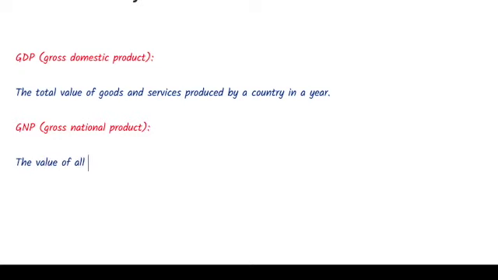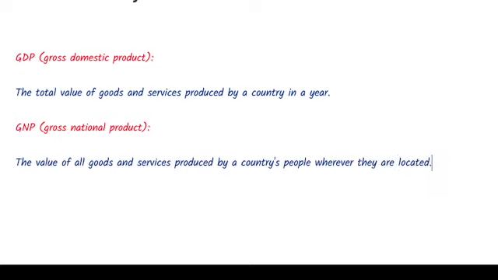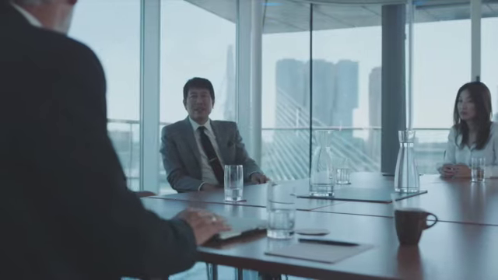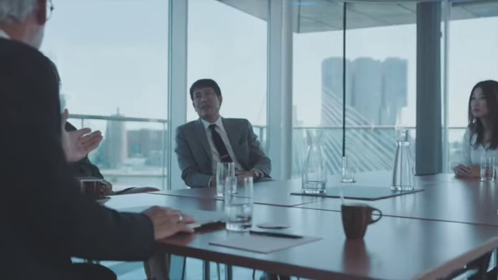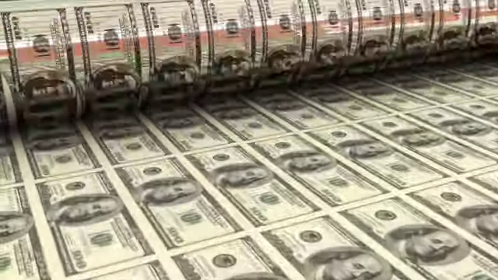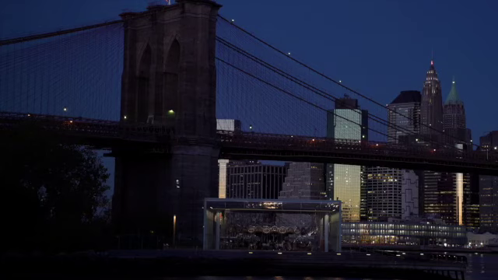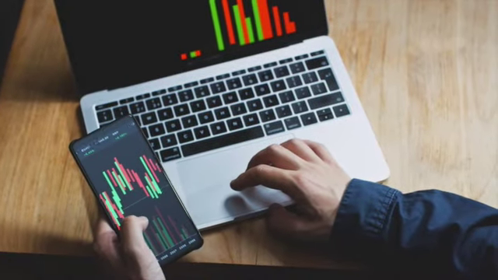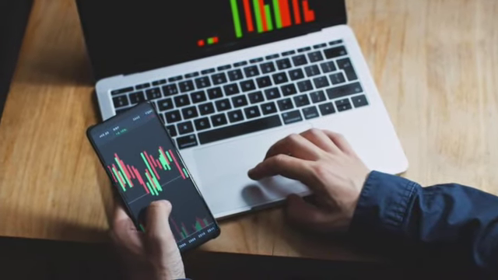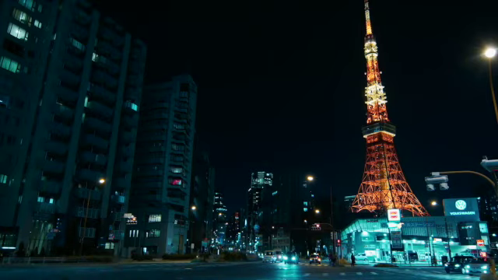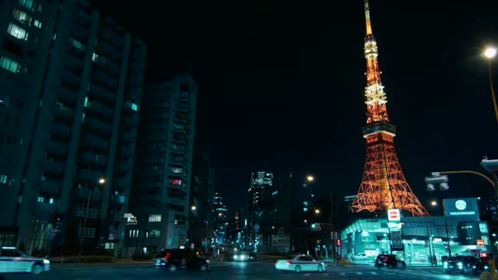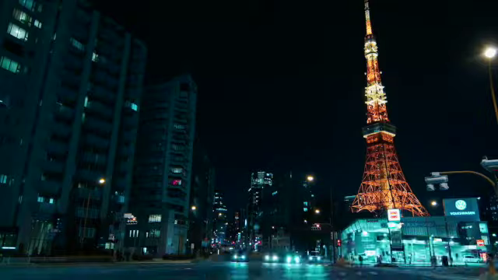So next is GNP, the gross national product. It's the value of all goods and services produced by a country's people, wherever they are located. So by contrast to the GDP, it looks at the value of goods and services produced both domestically and abroad. Let's give a quick example. The GNP of the United States is $250 billion higher than its GDP due to the high number of production activities by U.S. citizens in overseas countries.